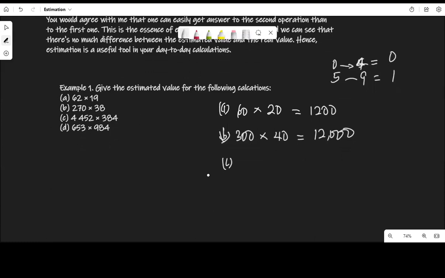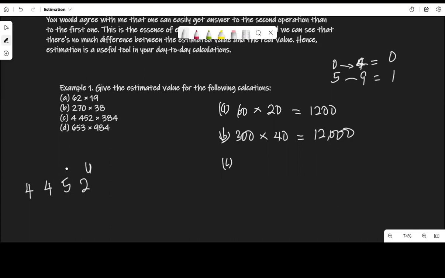And we'll move on to the third one, which is 4,454 multiplied by 384. Here I'm going to round this to the nearest 1,000, and I'll round this to the nearest 100. 4,452 to the nearest 1,000 is 4,000. Why? Remember, when you want to round this number to the nearest 1,000, recall from our class on rounding whole numbers, I have 4, 4, 5, 2. We want to round this to the nearest 1,000.